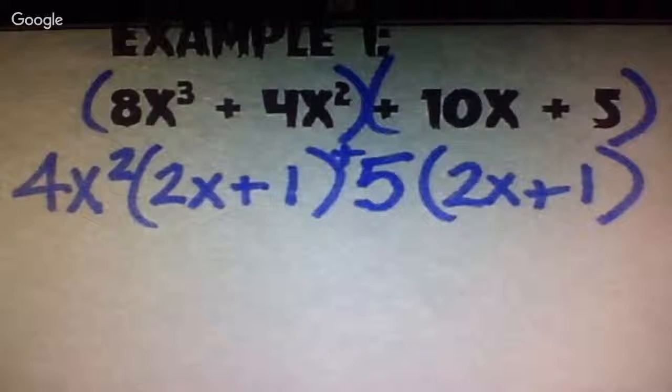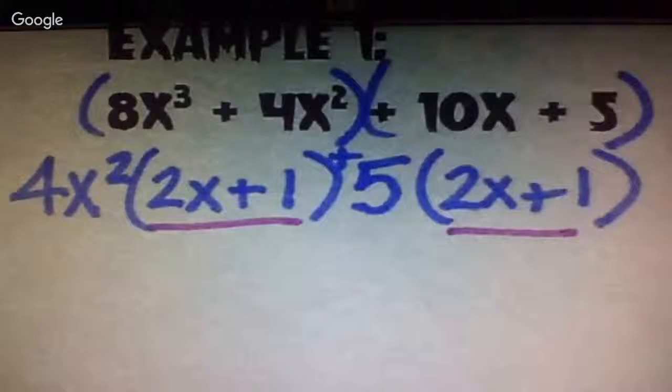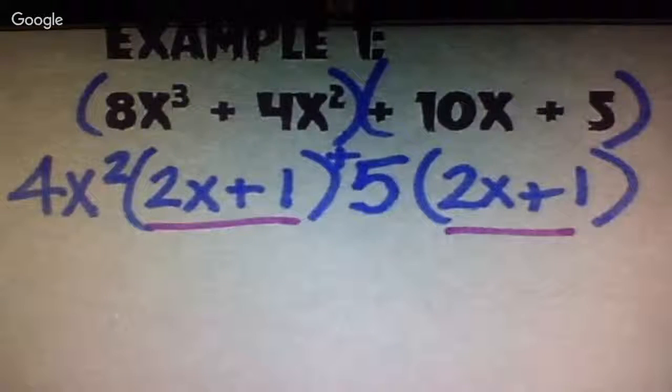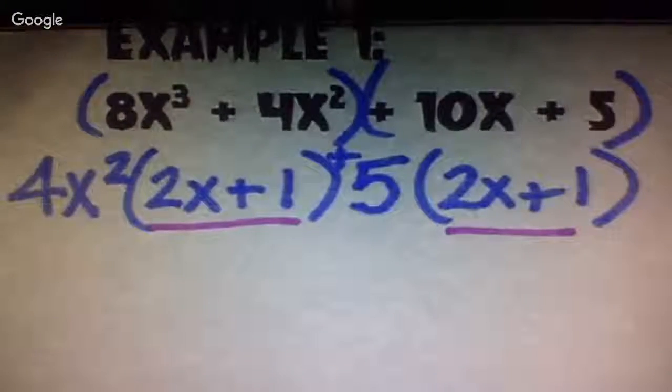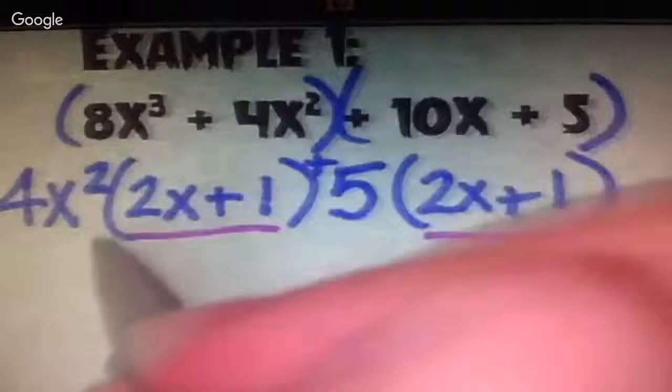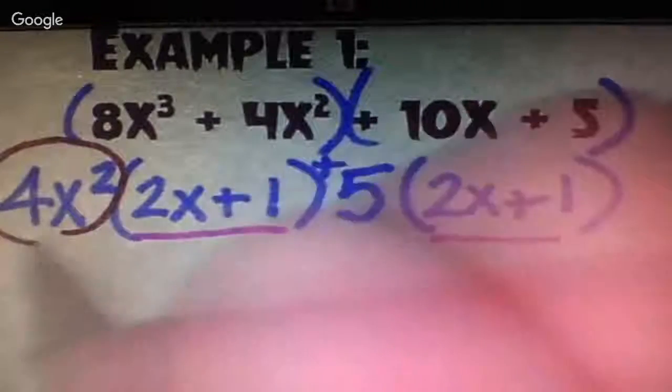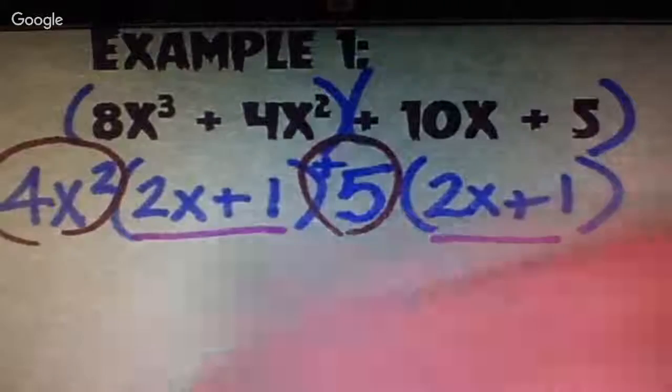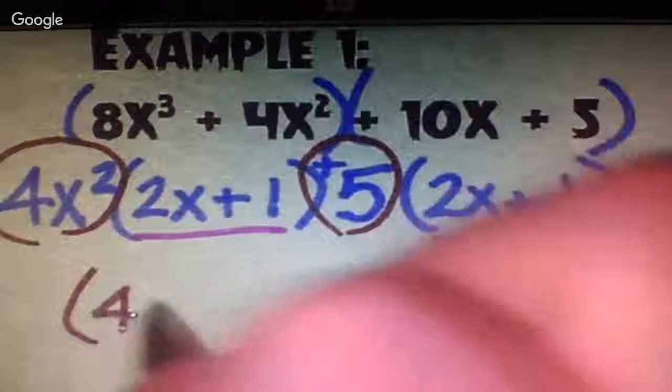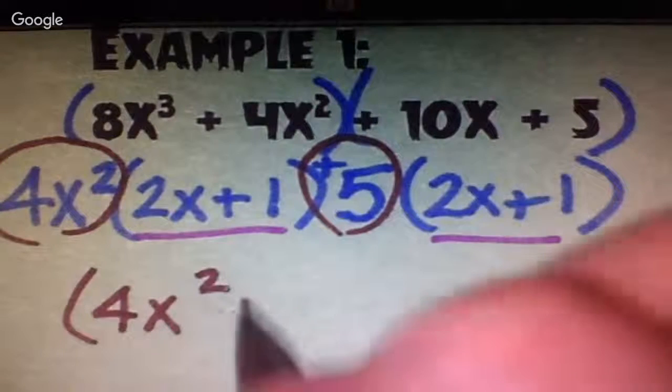Okay. Notice when you did this, they share a binomial in common. These should match. If they don't, something went wrong. Okay. These should always match. So the first part of your answer, I need a different color. The first part of your answer you get from your GCFs that you pull out. So your first part of your answer is 4x squared plus 5.